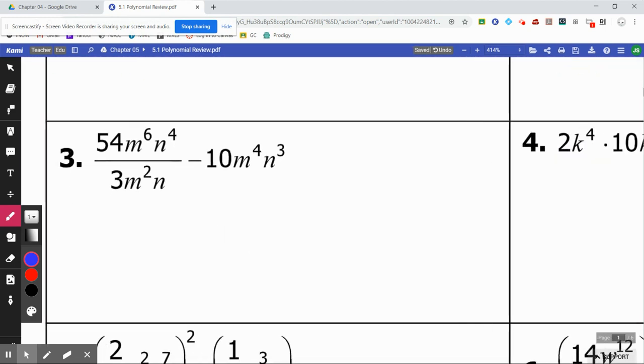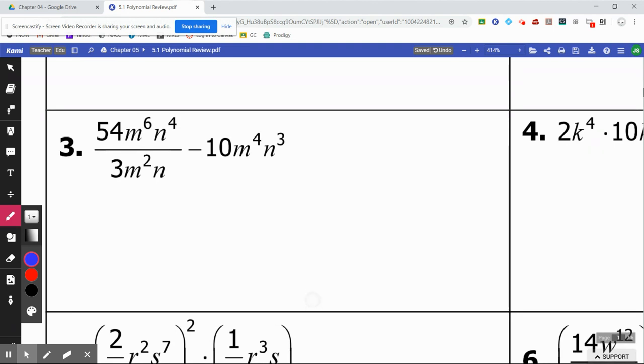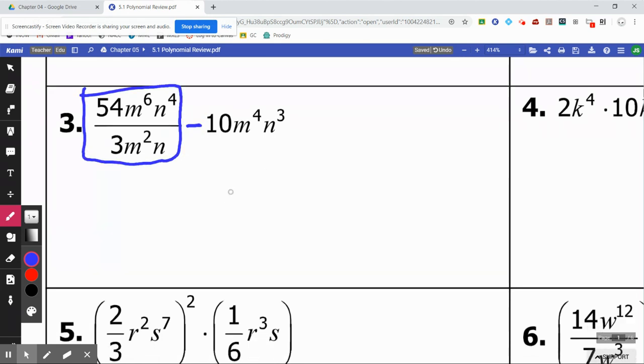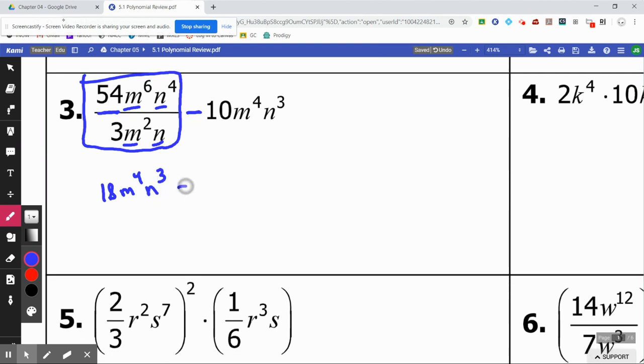Number 3. Now this is where the combining like terms stuff comes in, because you have two terms here. You have this whole first term being divided, and then you have minus another term. So let's take that first term, draw our fraction bar. Let's start with our numbers. 54 divided by 3 is 18. 18 over 1, or just 18. You have 6 m's on top, 2 m's on bottom. You subtract them. That leaves you with 4. Put your answer on top because there's more on top. 4 n's on top, 1 n on bottom. Subtract them. That leaves you with 3 n's. So really, you don't need a fraction bar. Minus 10 m to the fourth n to the third.